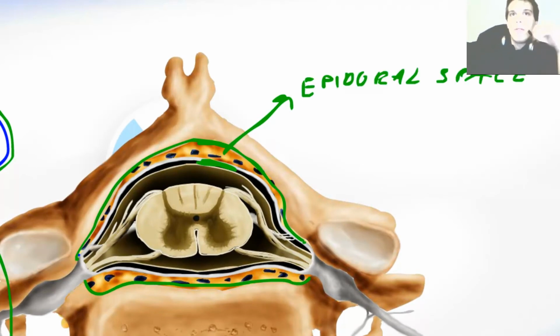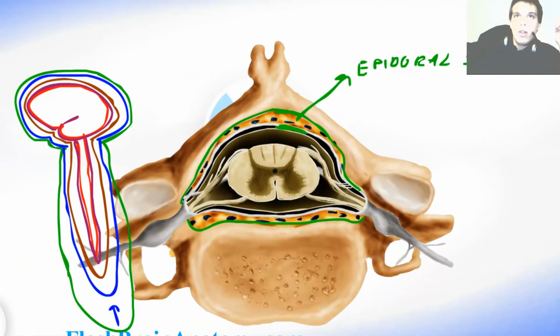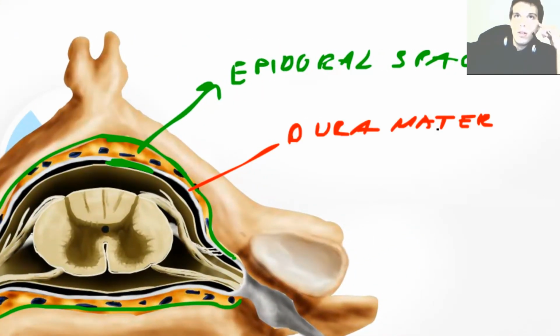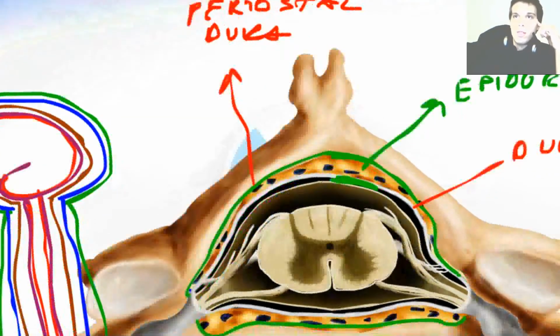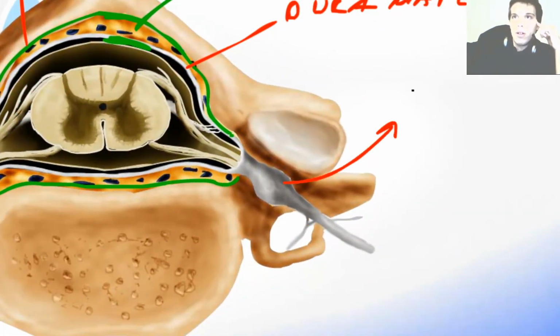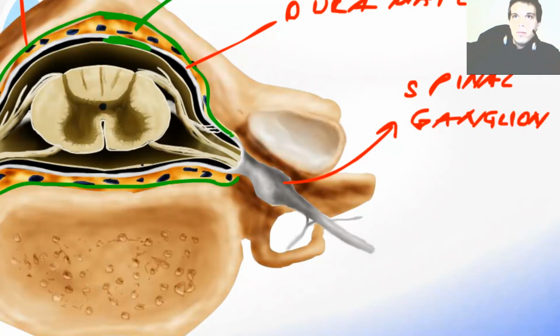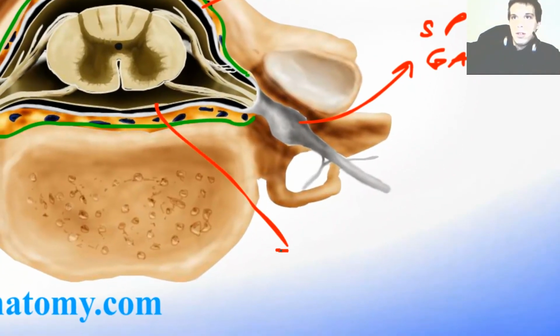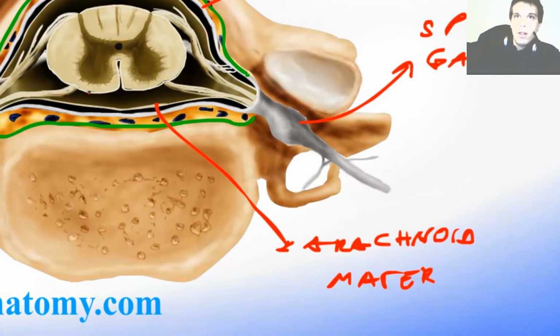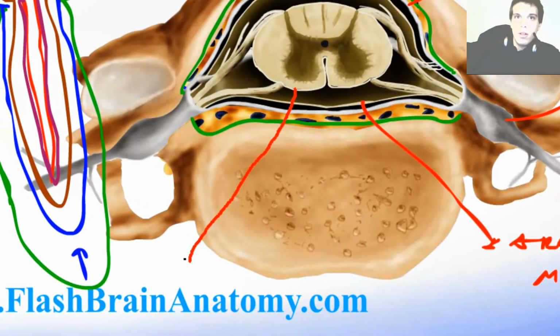Now I will just write everything fast that we have learned. We had the inner layer of dura mater, and over here was also dura mater, but the outer, the periostal dura mater. Then we had the spinal ganglion over here, the arachnoid mater, the very thin layer of pia mater.